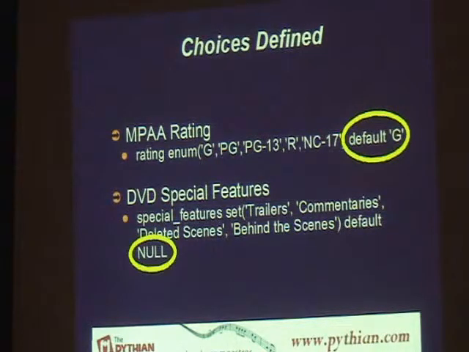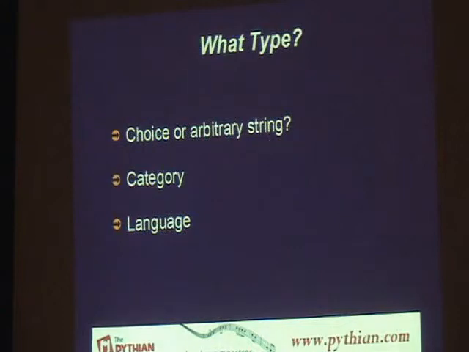So again, we've defaulted to G, and we have default null. Do you want a choice or do you want an arbitrary string when you're doing these things? Again, it's up to you, it's up to the application that you're doing. For category and for language, what do you think? Should we have a choice or should we just have a string?